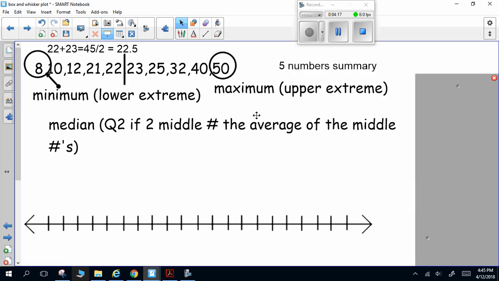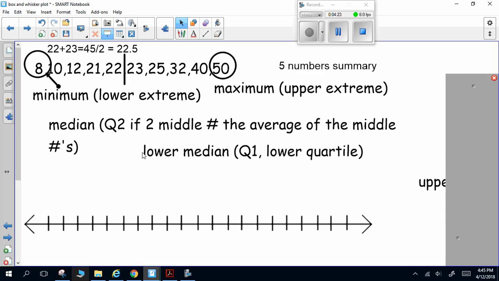All right, so now I'm going to find the next number that I need, which is the lower median, also known as quartile 1 or the lower quartile. The median is known as quartile 2, and if there are 2 middle numbers, it's the average. So the median can also be called quartile 2, just like the minimum can be called the lower extreme and the maximum can be called the upper extreme.